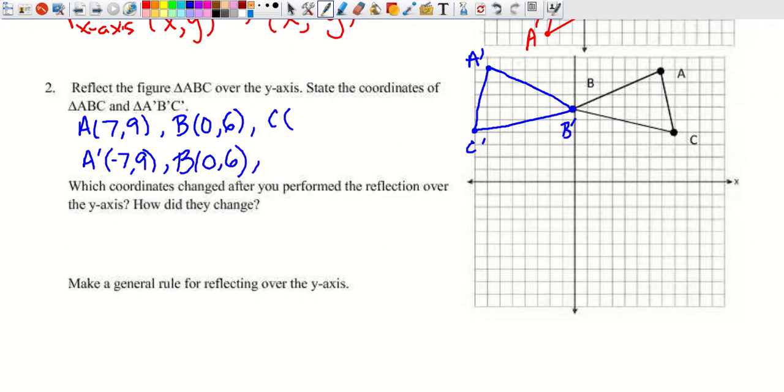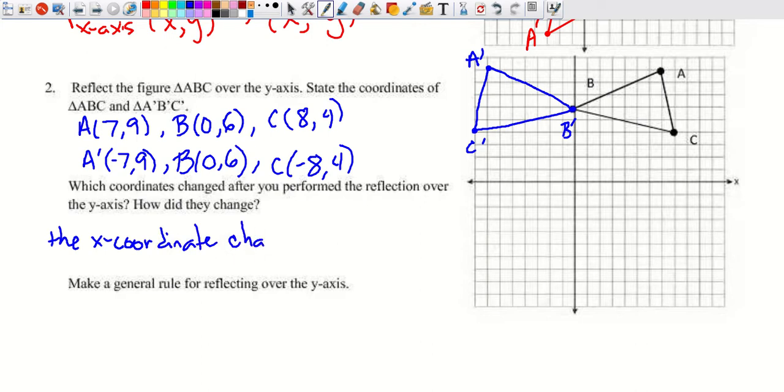And then point C, which has coordinates, looks like 8, 4. We follow the same rule, we switch the first number, the x coordinate here, and we should get -8, 4, which does match our graph. And so what changed? So now we're going to say the x coordinate changes signs.